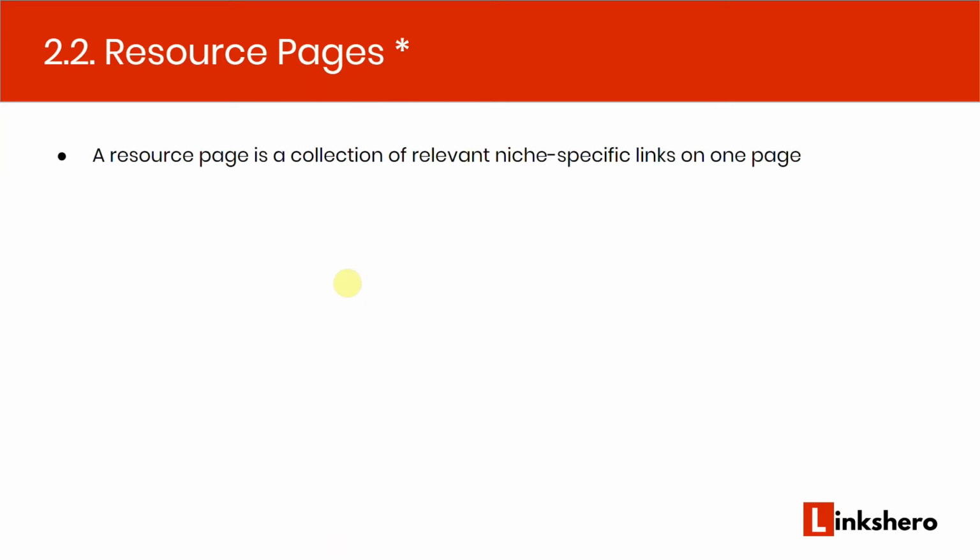Now I want to talk to you about resource pages. A resource page, for those of you who don't know, is basically a collection of relevant niche specific links on one single page. And you'll see how it looks in a moment. I really love resource pages because they're an awesome way to get links to quality evergreen content. Some of those resource pages have been sitting out there for quite a while, collecting backlinks and accumulating page rank, so when you get a link from those pages, you get a boost very quickly. So I really like those ones.